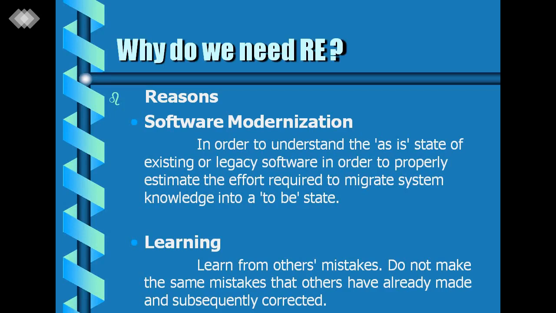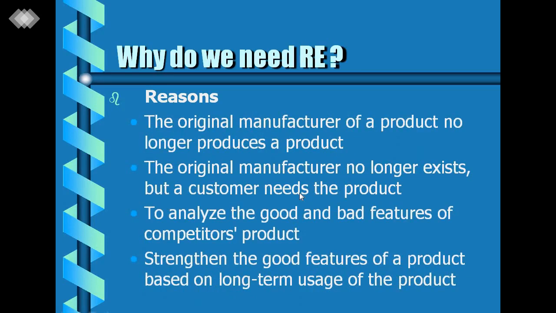Now next, third is software modernization and learning. The original manufacturer of a product no longer produces the product. Next, the original manufacturer no longer exists, but a customer needs the product. Next, to analyze the good and bad features of a competitor's product. Next, strengthen the good features of a product based on long-term use of the product.